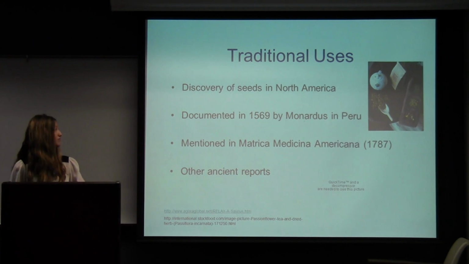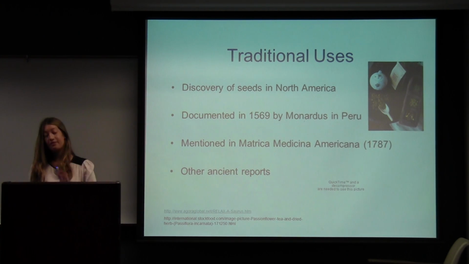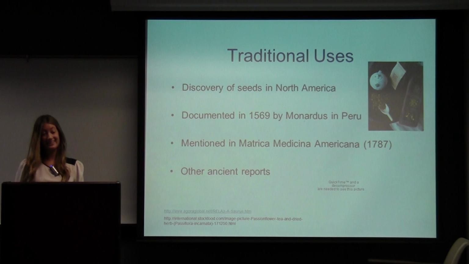So getting into some of its traditional uses, the seeds occur in a lot of archaeological sites from the late Archaic to historic periods in southeastern United States, which indicates that Native Americans were growing the plant and eating its passion fruit. European travelers documented that Algonquian Indians in Virginia and Creek people in Florida were eating the fruit. It was documented as a medicine for the very first time by the Spanish researcher Menardis in Peru.